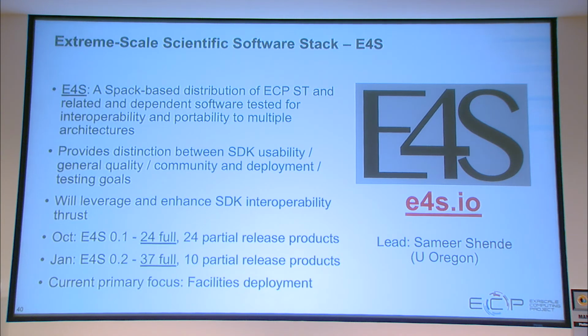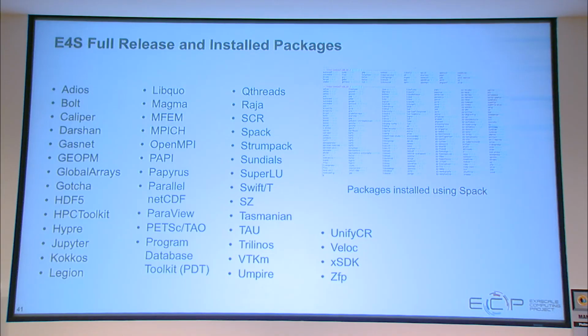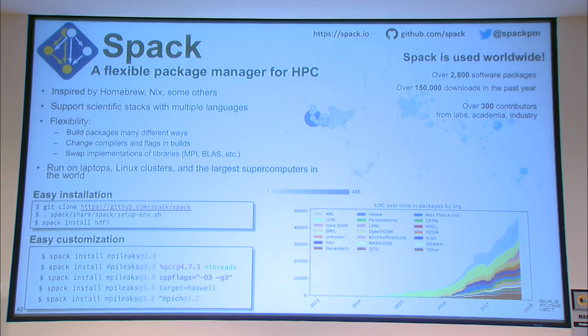And we've had 2 prototype releases of our Exascale software stack. The first one had 24 packages that were fully supported, and the second one, which was just released in January, had 37 products that were fully tested with each other and found to be compatible. If you want more information, you can go to e4s.io. That's the website for the Exascale software stack. So these are the packages that are currently included in E4S.